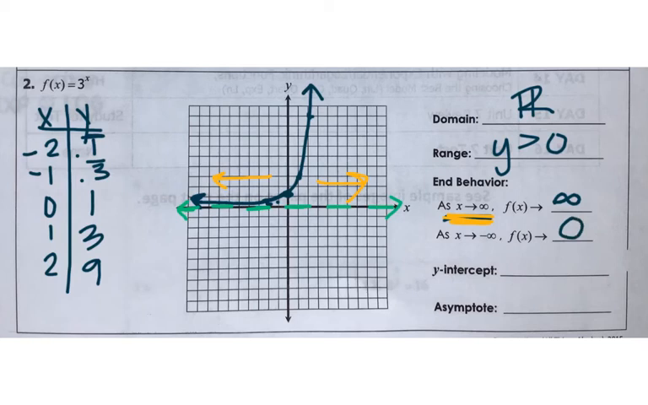It approaches 0. Now, our y-intercept, here we see our y-intercept is what again? 0, 1. And finally, our asymptote, remember we write it as y equals, and it is y equals 0 because it is on the x-axis.